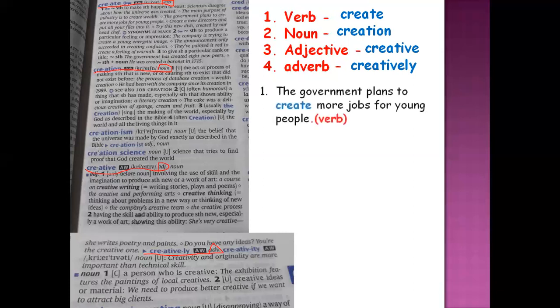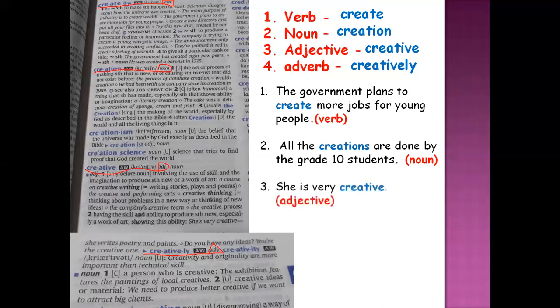Look at the first sentence. Now I have taken the verb, that is create. The government plans to create more jobs for young people. This is the verb. Second sentence, I have used the noun. All the creations are done by the grade 10 students. That is the noun.